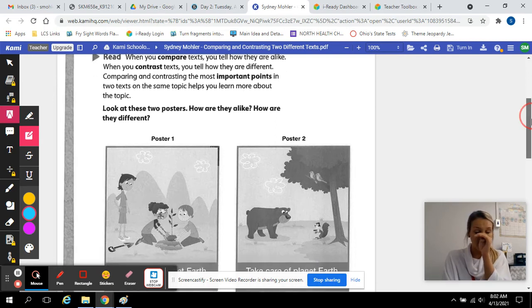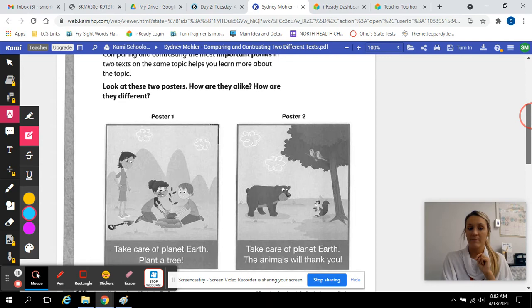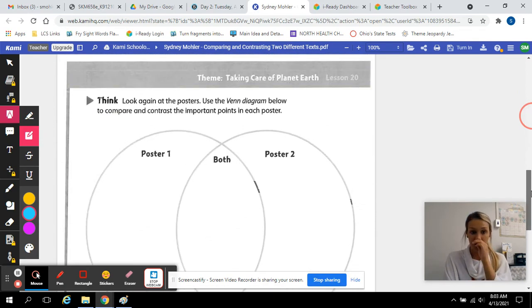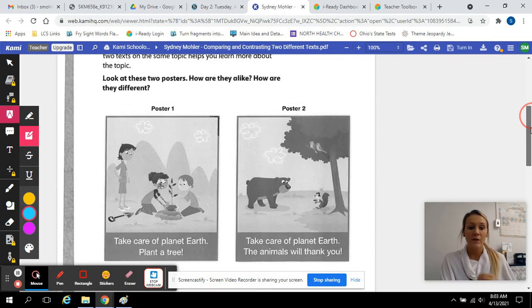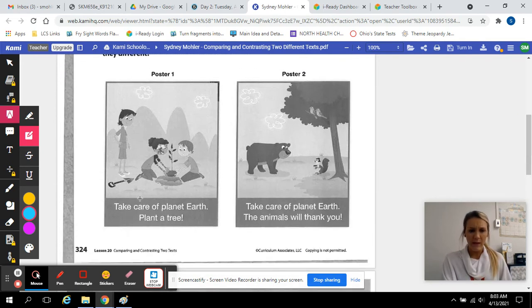Okay, so we're going to look at two posters today, and we're going to tell how they are alike and how they are different using that Venn diagram that we just went over. So we have poster one. We have two kids planting a tree, someone overlooking them. They all look very happy. And the poster says, take care of planet Earth, plant a tree.